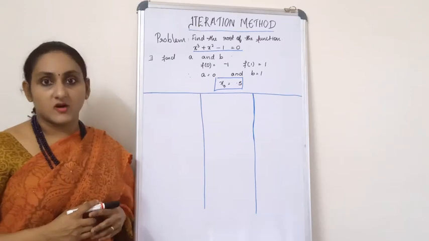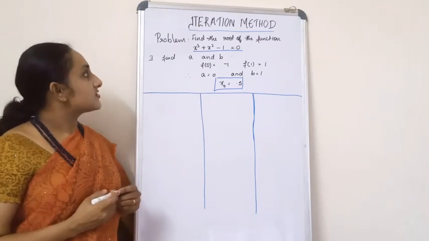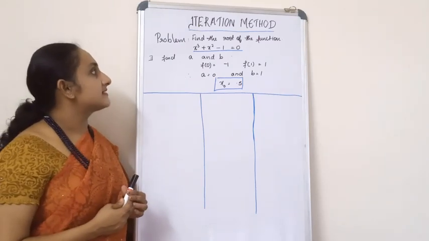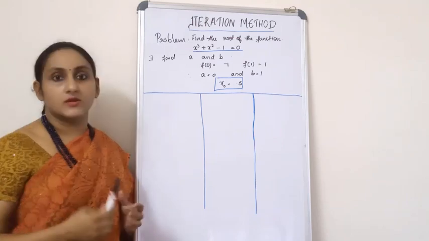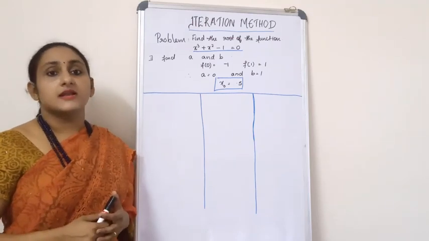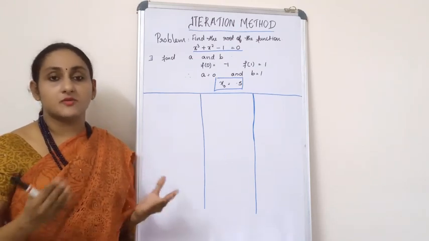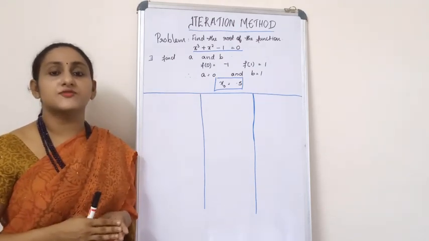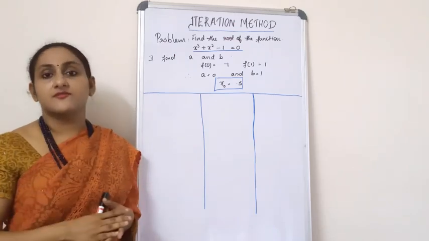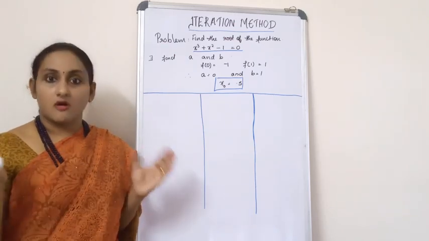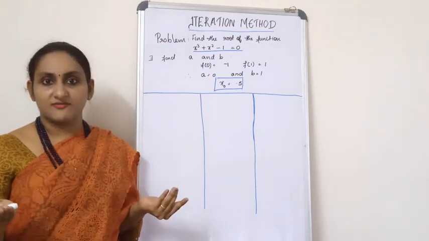So now we will solve the problem. My function over here is x cube plus x square minus 1 is equal to 0. This is my f of x. Now here I am not provided with any a or b, or the interval. So I have to find out a and b such that f of a and f of b are of opposite signs. By now I think you will be familiar with that.